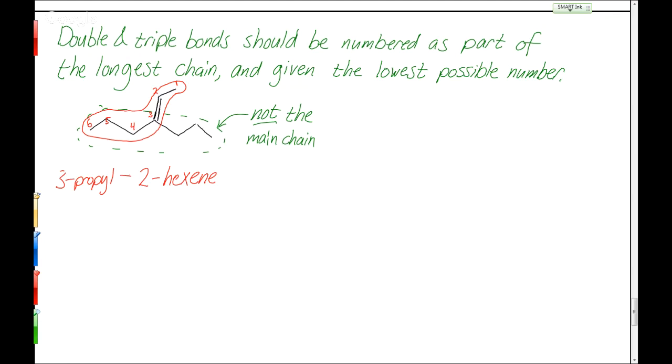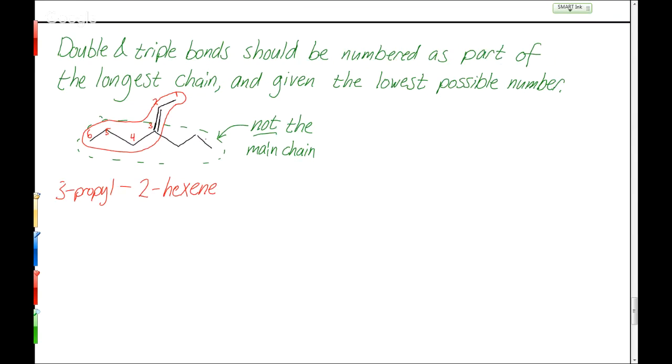You see how that works? We have to include the double bond in the part of the main chain. Another time this can get a little bit tricky is when we are in a ring.